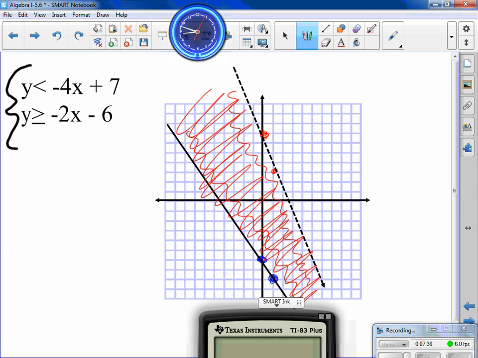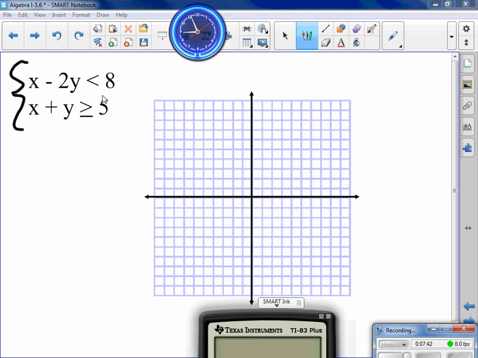For this problem, I have x minus 2y is less than 8. X plus y is greater than or equal to 5. First thing I'm going to do is move the x over. -2y less than -x plus 8. Divide everything there by -2. So I have y is greater than 1/2 x minus 4. Everything has to be divided by -2.